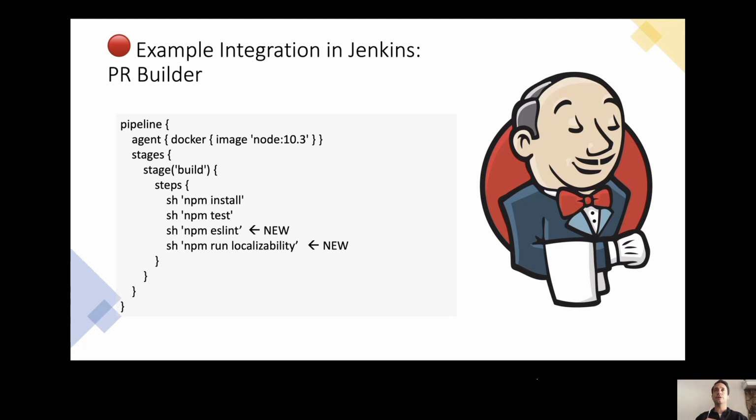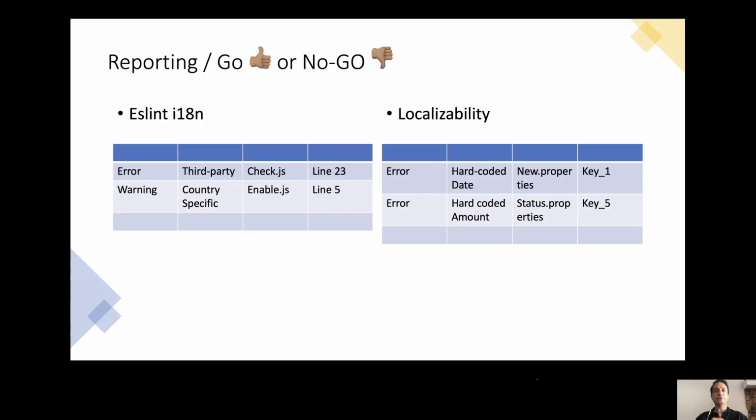Now, each of them will probably throw an error or a warning. Here is some information that ESLint and the localizability scan can return, and you can make a decision, right? For example, if ESLint is throwing an error, it could break the build, or it will continue with the warnings. But at the same time, you want to collect all that data and make a decision. What happens if you have like 100 warnings, or you decide that this error is actually a false positive, right?